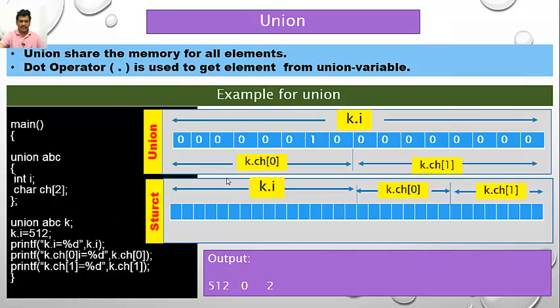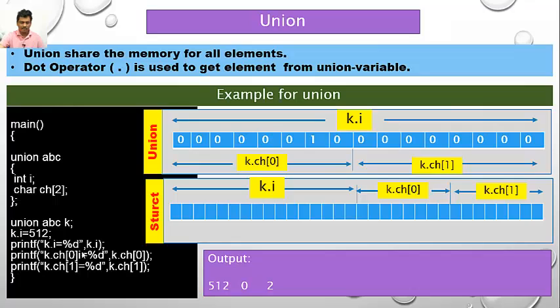Here k.i is equal to 512, and the binary of 512 is assigned here. The first location, the first byte, is k.ch[0], then k.ch[1]. printf("k.i = %d", k.i). What is the value of k.i? It displays 512. By using %d, it displays the decimal value only.